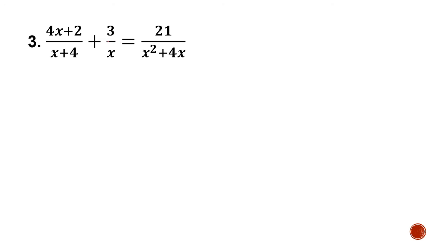Okay, last. Okay, ano ulit ang gagawin? We get the least common multiple of the denominators. Pero paano nga ba? So, x plus 4, we have here x, and x squared plus 4x. X plus 4, we cannot factor this, so just copy it. X, we just copy it kasi hindi naman ma-factor si x eh.